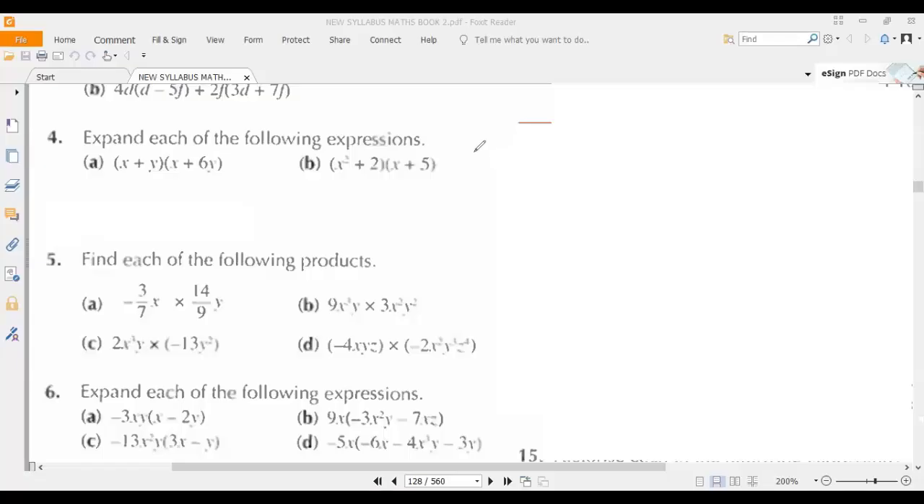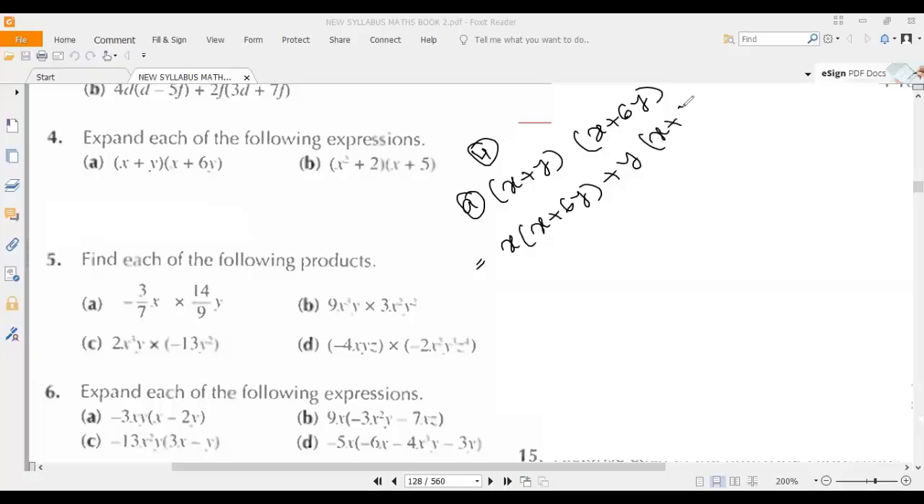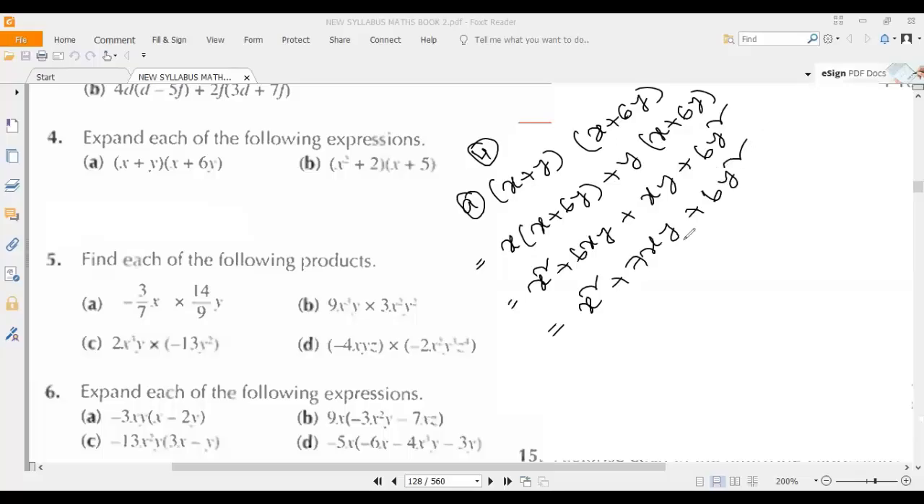Now question number 4. Question number 4 says expand each of the following expressions. X plus y into x plus 6y. So at first we will multiply x by x plus 6y. So x into x plus 6y plus y into x plus 6y. So x into x, x square, plus 6xy plus y into x, that will be xy plus y into 6y, 6y square. So final answer will be x square plus 7xy plus 6y square.